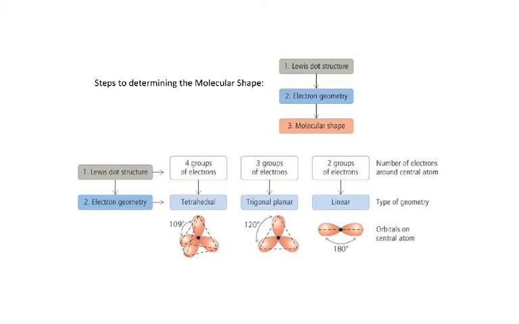So we saw this slide last time indicating that the Lewis dot structure, which can be determined from the molecular formula, tells us the number of groups of electrons around a central atom. And the number of groups of electrons directly gives us the electron geometry based on VSEPR theory, valence shell electron pair repulsion, that electron pairs or groups try to get as far apart from one another as possible.